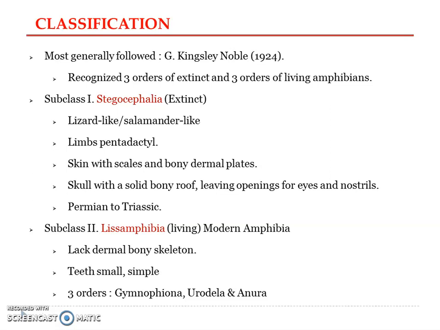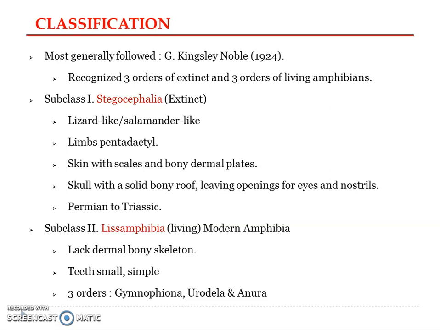Now, the classification here is followed as per Kingsley Noble's classification. Subclass Stegocephalia includes all the extinct forms. The term has come from two Greek terms, stege, which means to cover, and kephali or cephali, which means head. So it includes all those groups which have a solid bony roof over the skull. That is what it refers to.